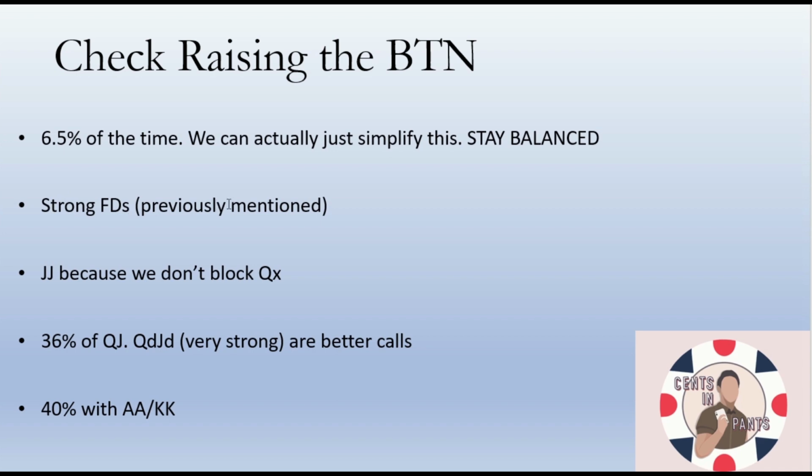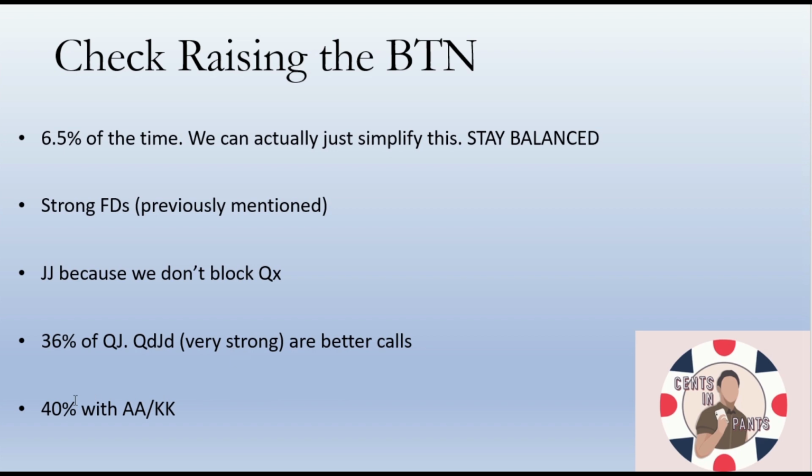be to check raise your strong flush draws as mentioned previously. Sets like Jack Jack, because we don't block top pair, Queen X. And our top two pair, which is basically Queen Jack, should be a check raise 36% of the time. So the really strong one, like queen diamonds, jack diamonds, which can make a backdoor flush draw and is kind of blocking some of villain's. Well, it's not really blocking anything, but if villain decides to check raise with a hand like 9-10 of diamonds and can back into a flush, we can just stack him on the river.